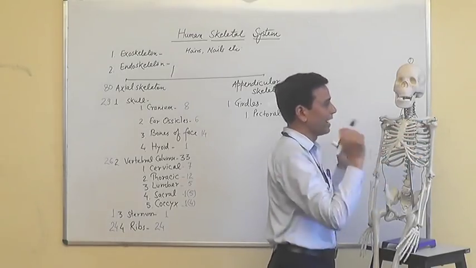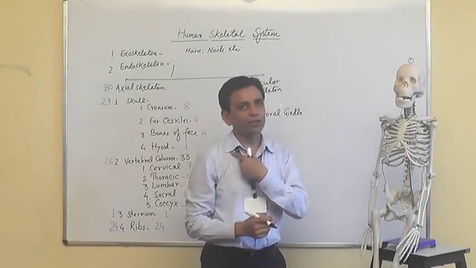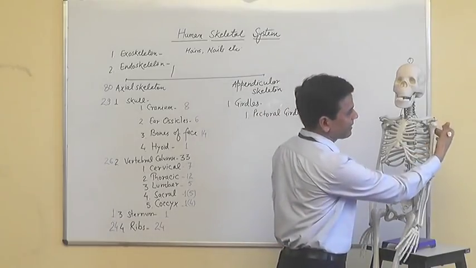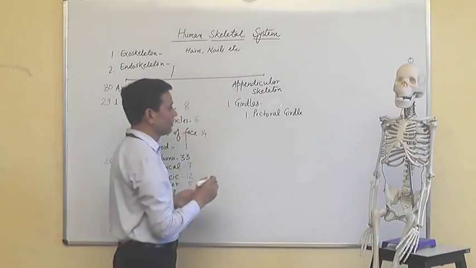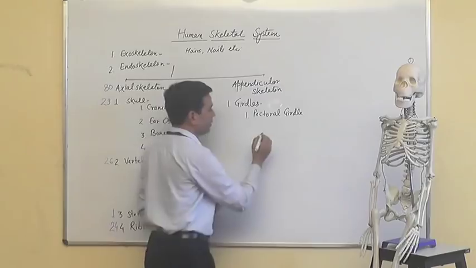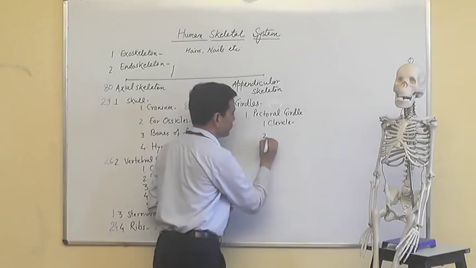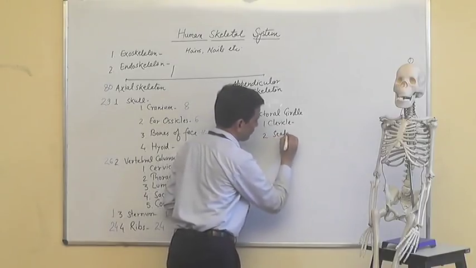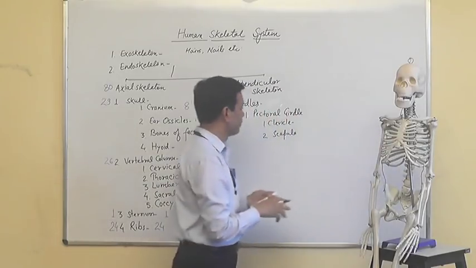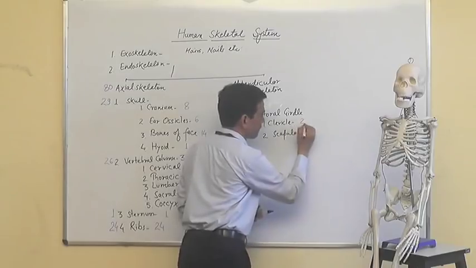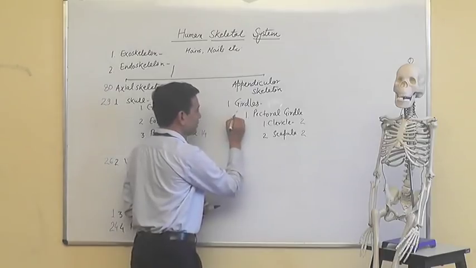It is made up of 2 parts. Number 1, that is clavicle. This is our clavicle. This is called collarbone. And number 2, that is scapula. It is also called shoulder blade. So there are 2 bones in each of our pectoral girdle. Number 1, that is clavicle. And number 2, that is scapula. There are 2 pectoral girdles. So total number of bones are 2 clavicles and 2 scapula. So total number in pectoral girdle is 4.